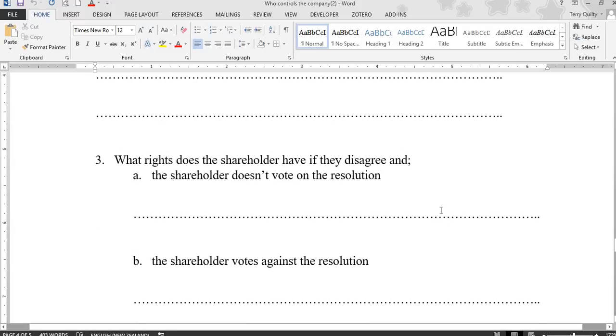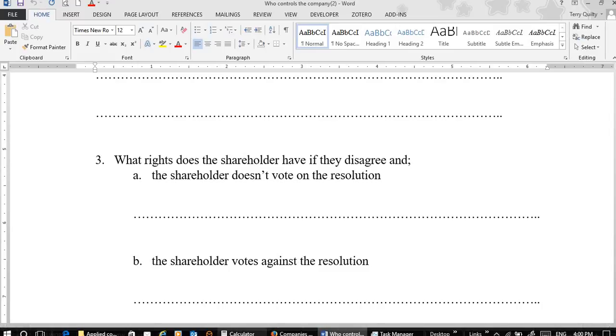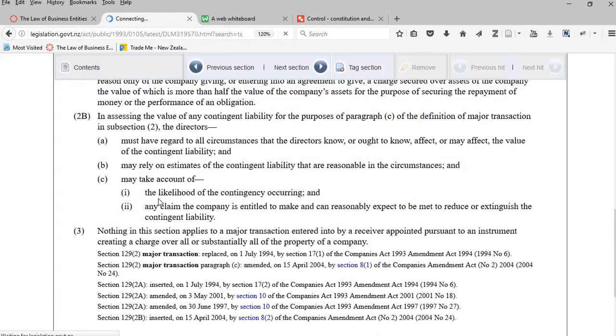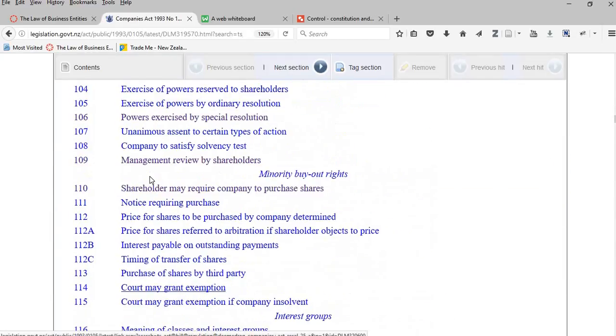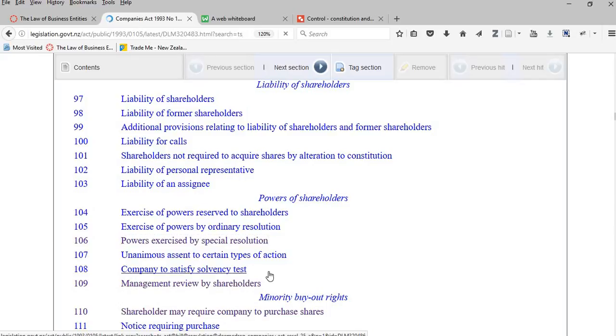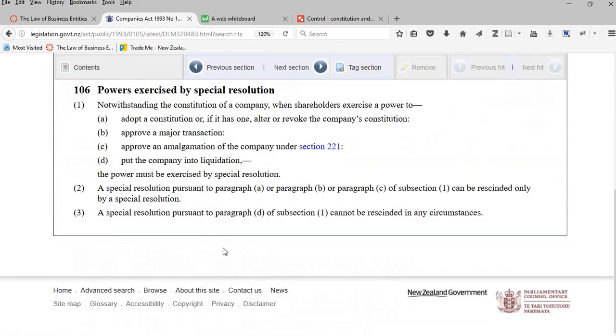The problem is, of course, that we know it's a special resolution. So a special resolution being at least 75% means that there might be 25% of the shareholders who don't agree with this. And we've already seen this process before. What do you do in certain votes if you don't agree with the company resolution? Now, this is where we turn back to section 106, as we did previously. Let's bring that up again. So these are the powers exercised by special resolution.